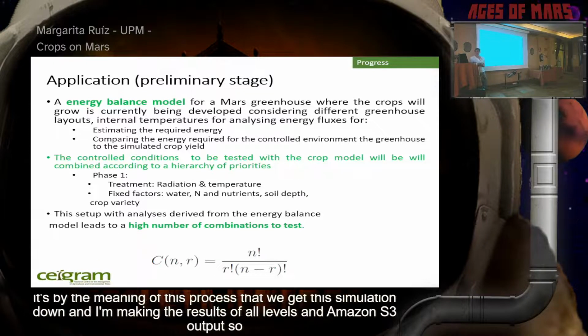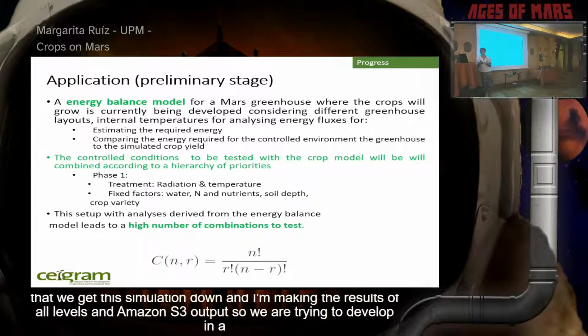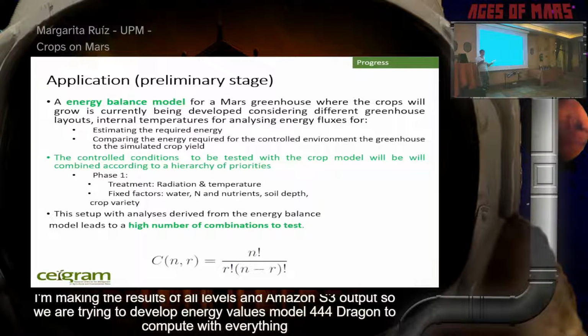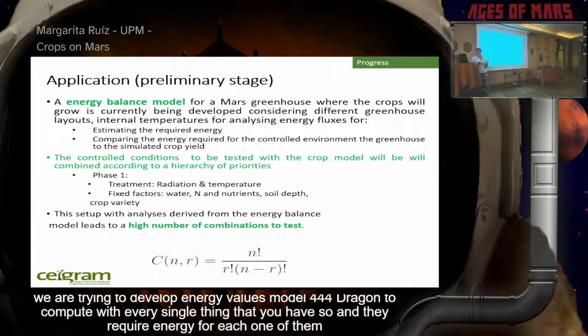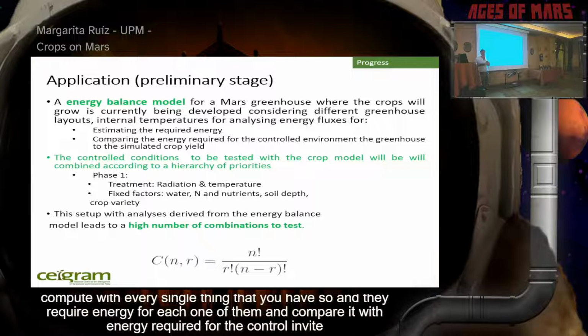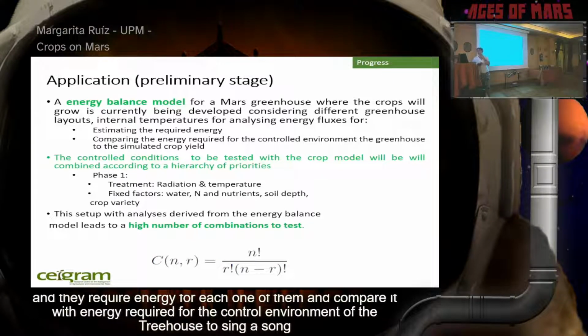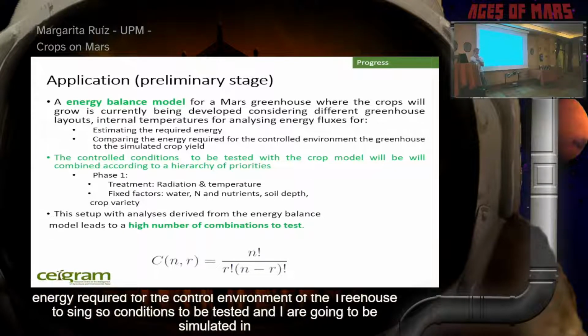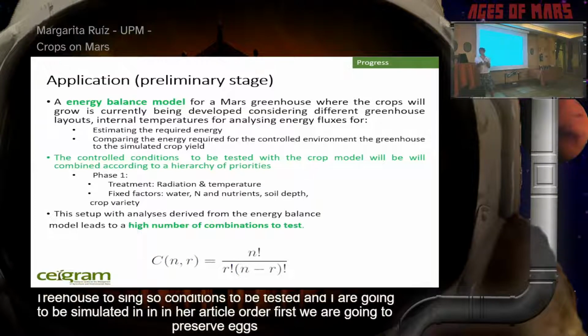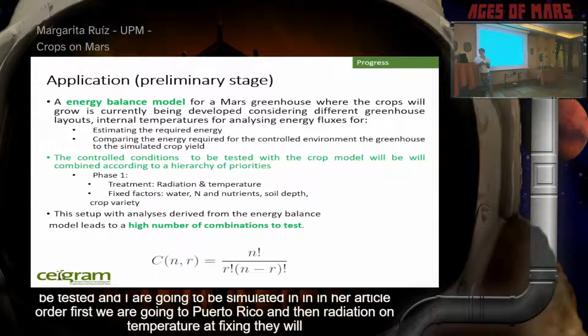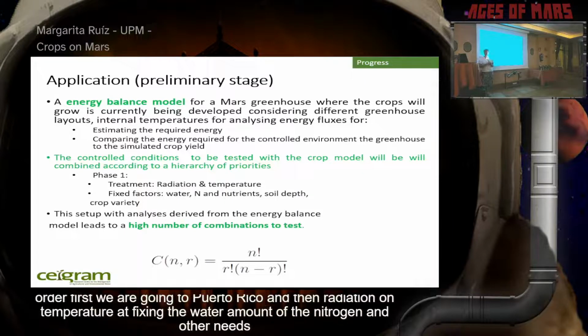So we are trying to develop an energy balance model, trying to compute, with every single scenario you have seen, the required energy for each one of them and compare it with the energy required for the control environment of the greenhouse to simulate crop yield. So the control conditions to be tested are going to be simulated in hierarchical order. First, we are going to perturb the radiation and temperature, fixing the water amount, the nitrogen and other nutrients, the soil depth, and the crop variety.